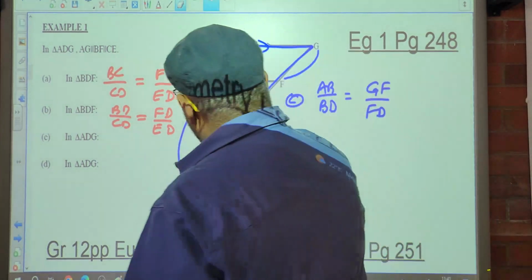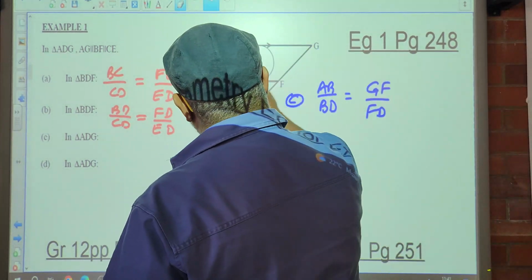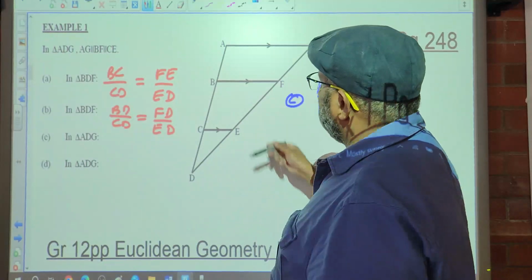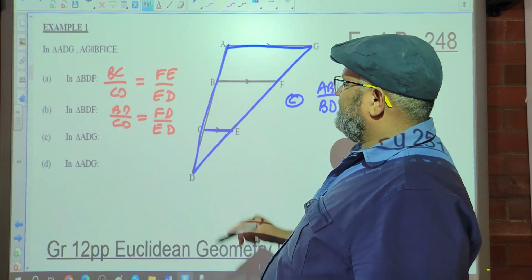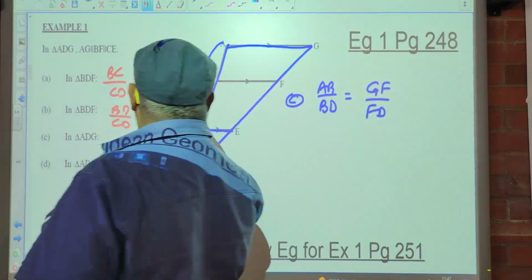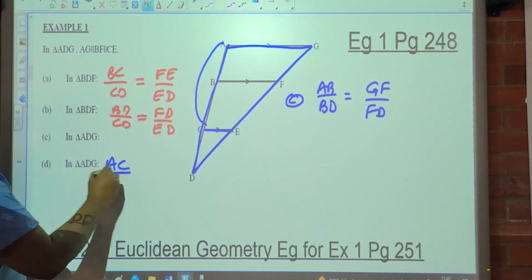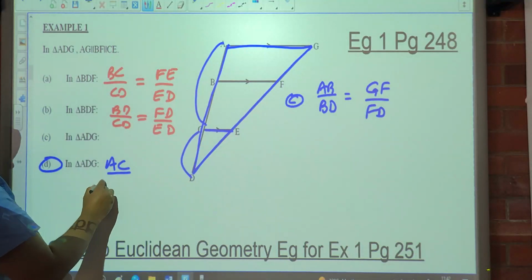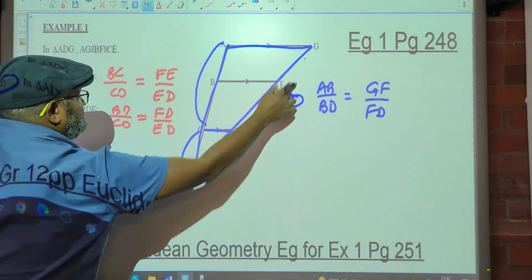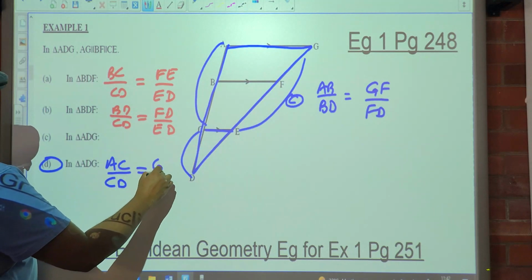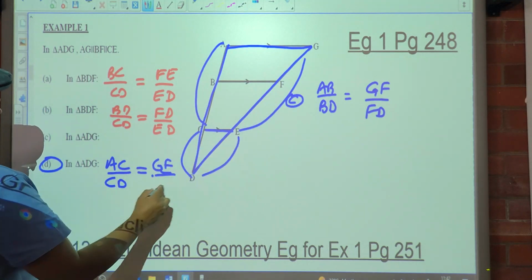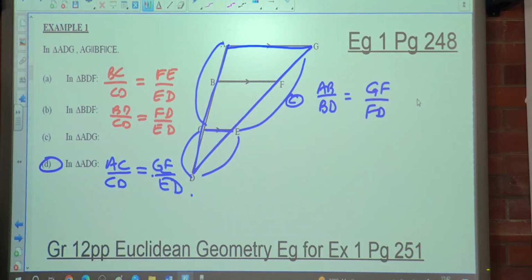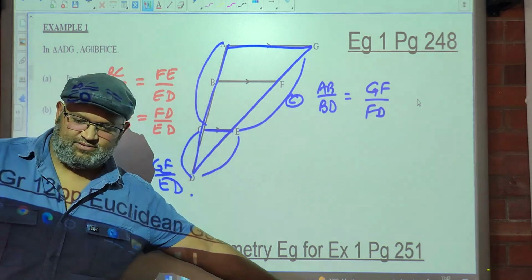Okay? And then D, they ask you with regards to the same triangle, but I'm going to use the other line that is parallel now. So I can say that AC over CD is equal to GE over ED. Okay. Is there any confusion at this point? No?